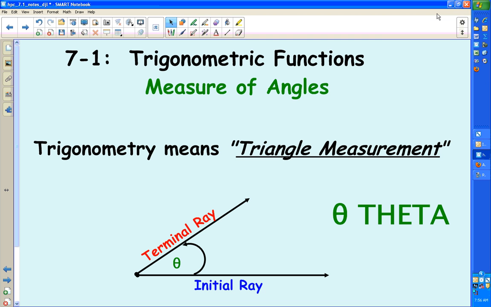Like geometry at all over it, I assure you. Yes. You're in honors pre-calc. It's going to be harder than geometry.